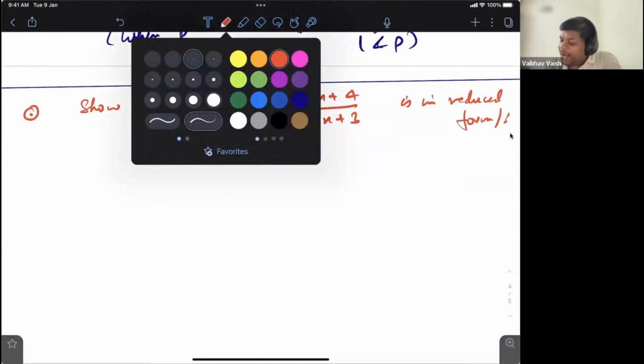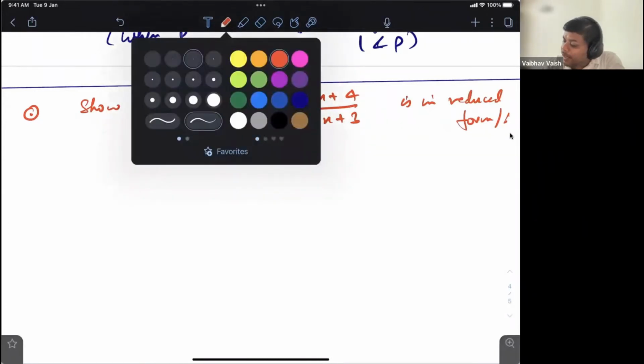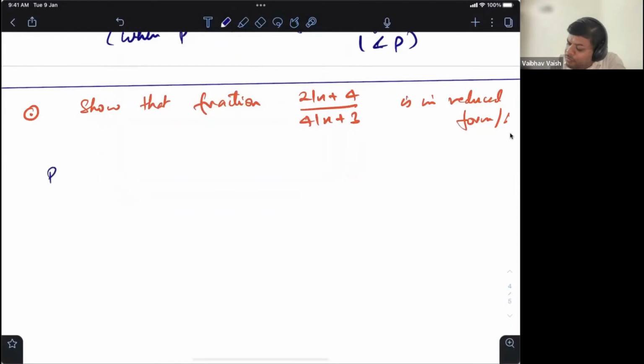Good. Right, so GCD. Let me write it. Proof: there should not be a common factor. In particular, there should not be a largest common factor. Conversely, if the largest common factor is 1, then there is no other common factor other than 1, because any other common factor will divide 1. So you cannot cancel off anything if the GCD of 21n plus 4 and 41n plus 3 is 1.